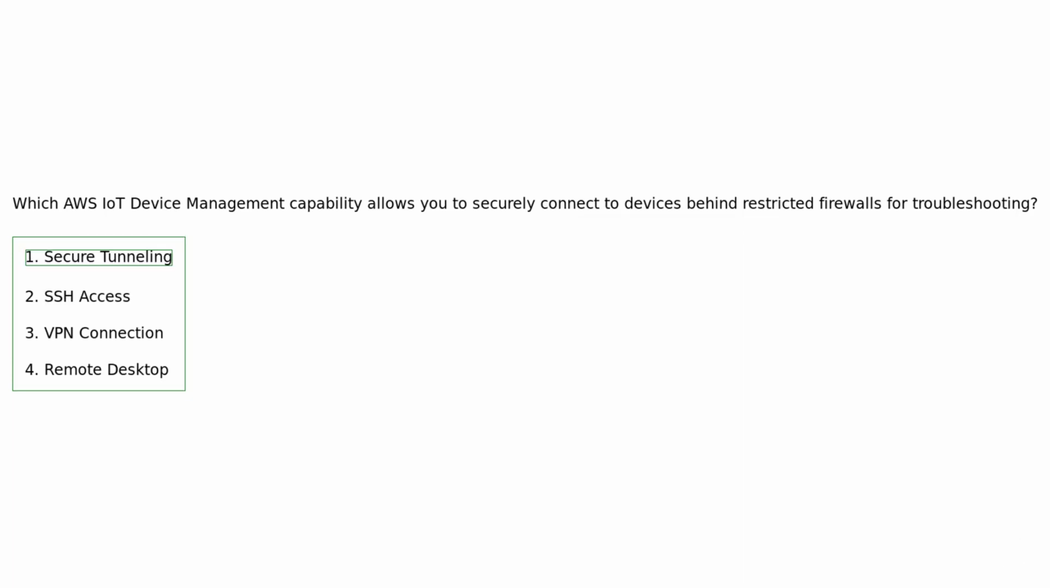AWS IoT Secure Tunneling, a part of AWS IoT Device Management, allows you to securely connect to devices behind restricted firewalls. It establishes a secure tunnel, enabling you to troubleshoot and manage devices without changing existing firewall rules.